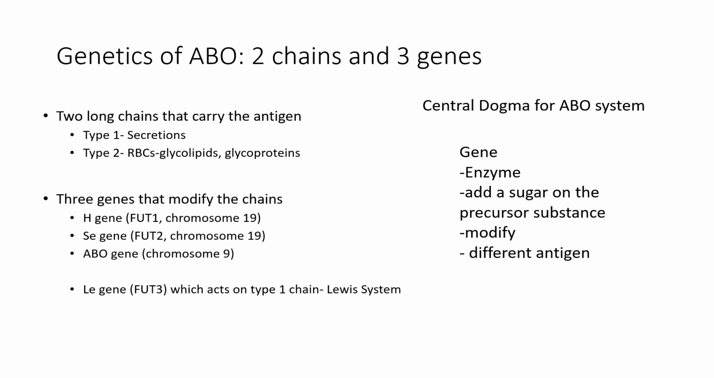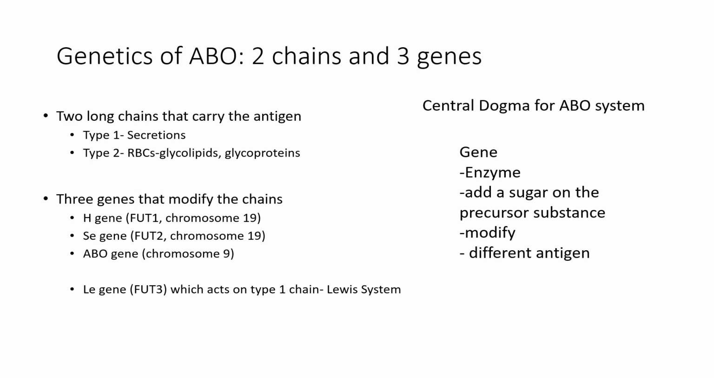Two long chains, type 1 and type 2. Now the type 1 chain is present generally in secretions and plasma. How do you remember? Type 1 means single, and single means solo. So they are freely floating in the plasma or secretions. Whereas type 2 means double, so you can see that they are linked to something. They are generally linked to the RBCs. So the RBC antigens are formed on type 2 chains, whereas in secretions there is the type 1 chain. That is how we remember.